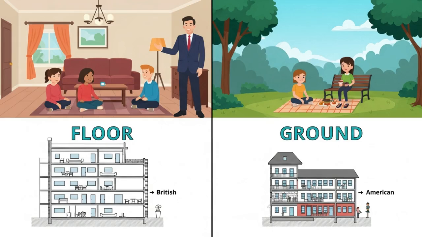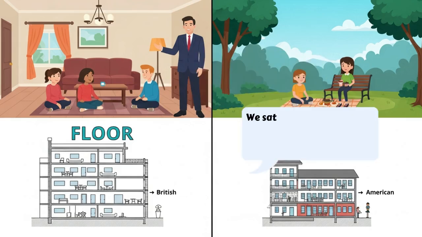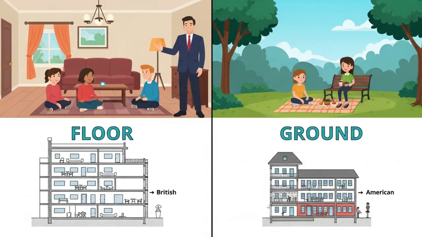The floor refers to the flat surface of a room that people can stand on or walk on, usually inside. For example, we sat on the floor in the living room and ate pizza. The ground refers to the surface of the earth outside, soil, concrete, grass, etc. For example, we sat on the ground under a tree and had a picnic. Floor also refers to the levels of a building, first floor, second floor, for example.